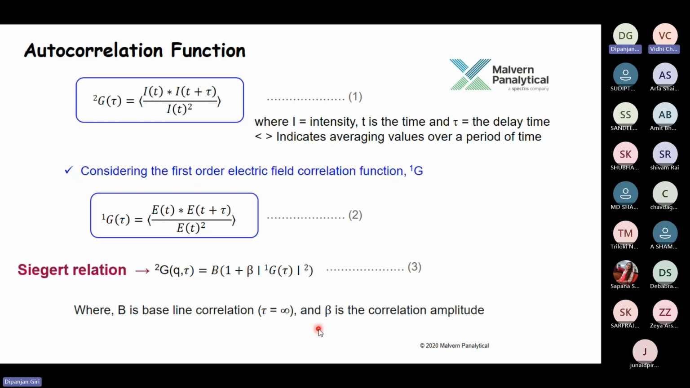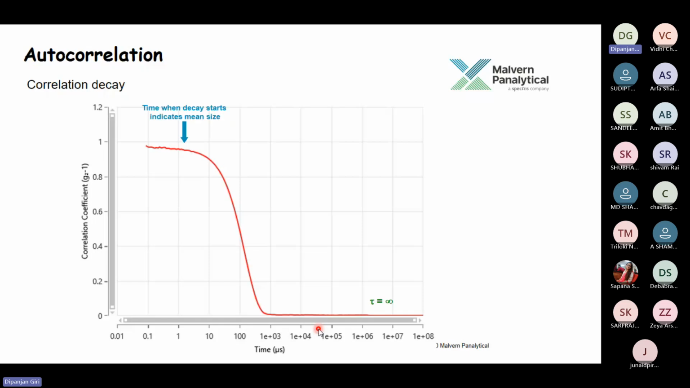Now you can see this is the correlation decay. This is the time when the decay starts. It indicates the mean size, and the slope, this gradient, indicates the polydispersity of the sample. So this is your baseline, and this is your intercept.